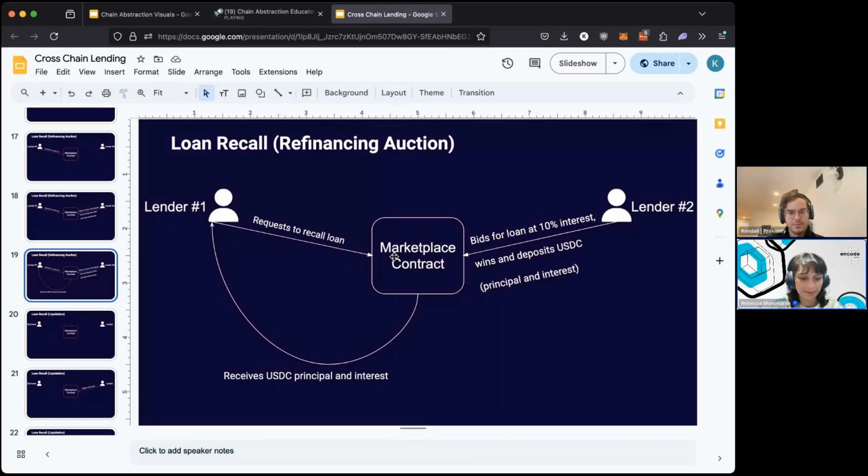Someone else has actually asked a similar question. What sort of collateral do you expect people to use? You've sort of just covered that.